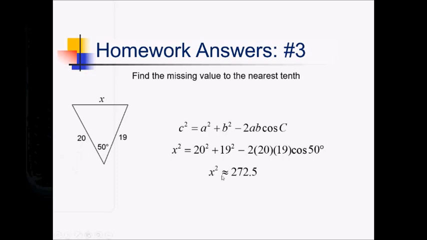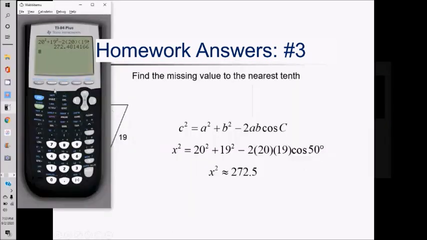To get x itself, let me go ahead and square root that. And when I do that on the calculator, I'm just going to take the full value that I just found. So let me just arrow up and grab that, press enter again, and we've got 16.5 for the final answer.